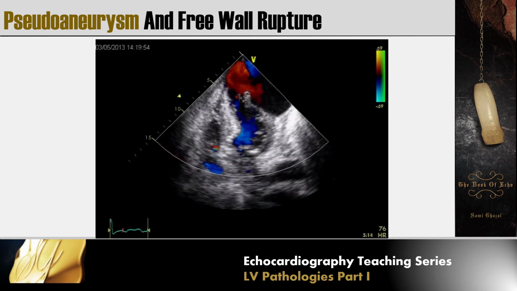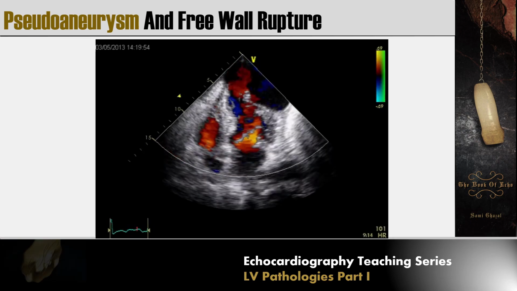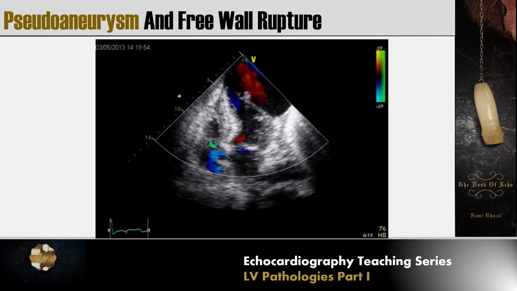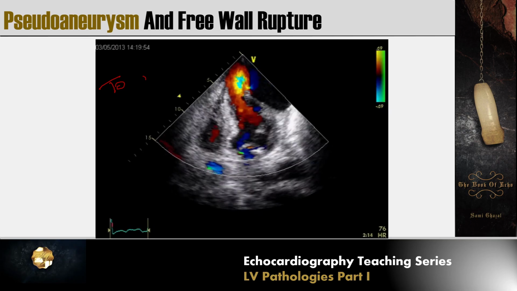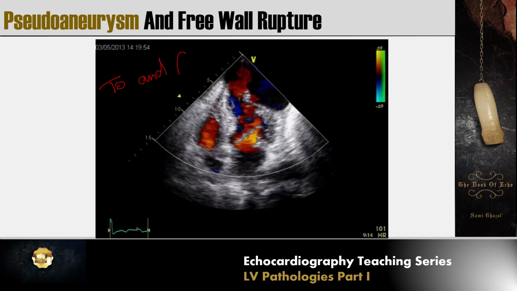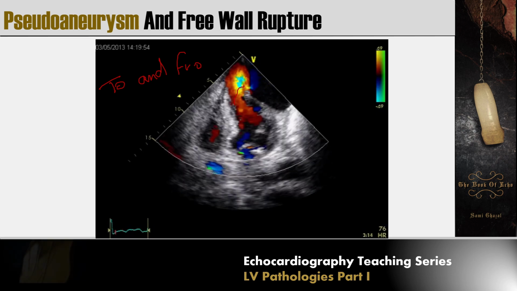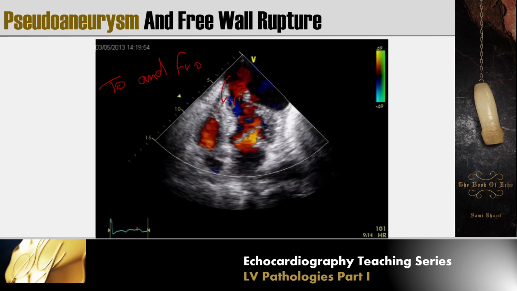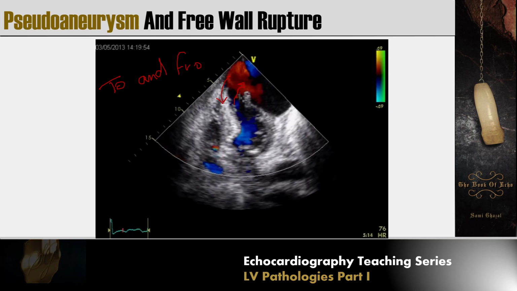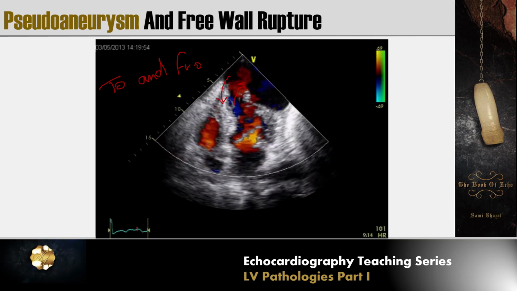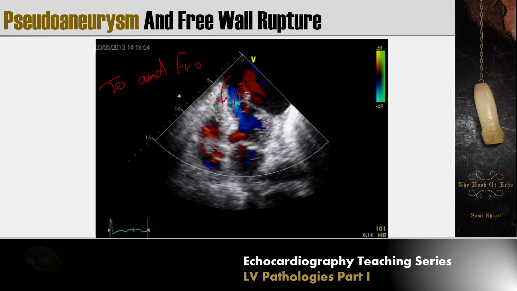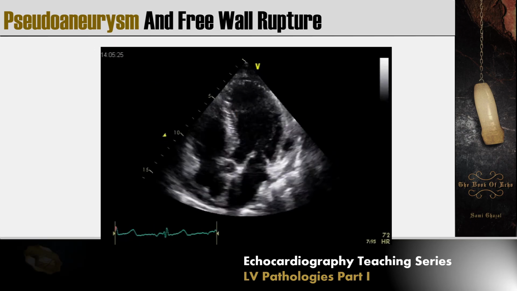Now, adding color will make things more clear. Pseudoaneurysm is characterized by a to-and-fro flow. So flow will go to the pseudoaneurysm and come back from the pseudoaneurysm. So you can see here there is a red flow and blue flow. And this is characteristic of a pseudoaneurysm that will help us also differentiate it from a true aneurysm.